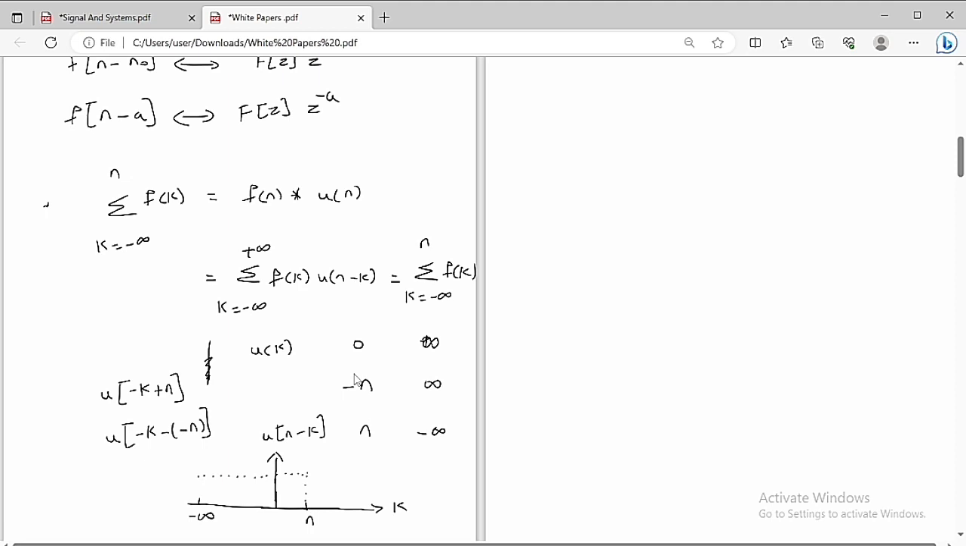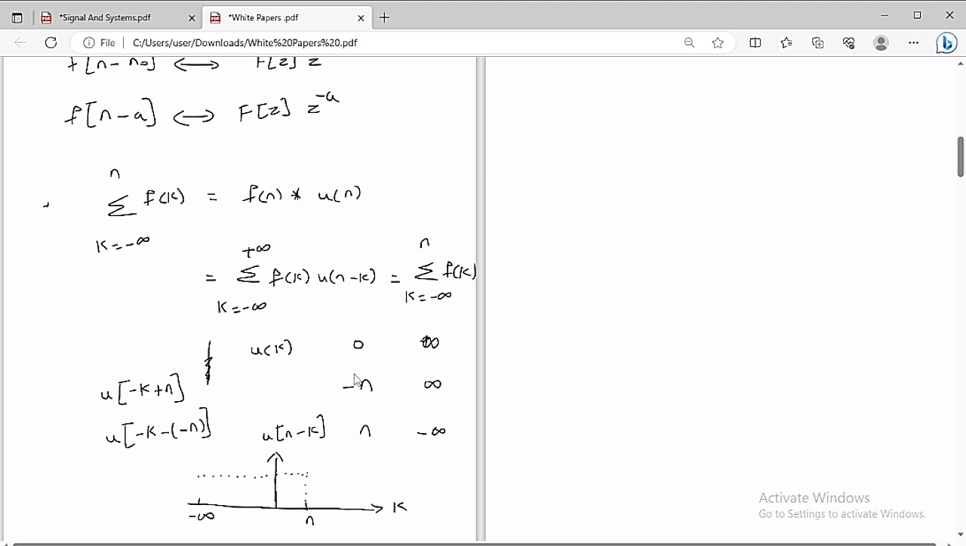So first you have to go for the shifting and then time scaling. This one you always have to keep in your mind. First you have to go for time shifting and then you have to go for the time scaling. So what is the standard format? f of t minus a is shifting, and f of at is time scaling. This is what you always have to keep in your mind.